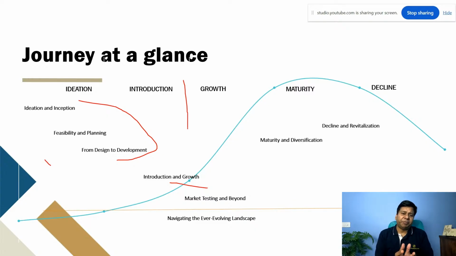So think we are jumping from introduction to growth, and while we are jumping into the growth, we should have sufficient knowledge of the strategic transition and things required in the growth stage.